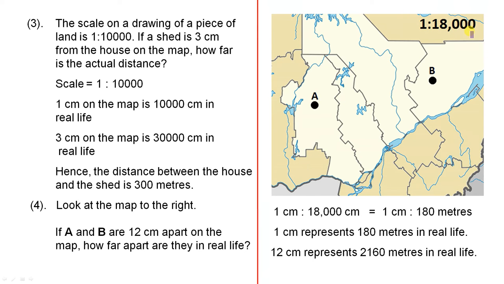That's important. So 1 centimetre is to 18,000 centimetres will be 1 centimetre is to 180 metres, because if we divide that by 100, that changes it to metres. So 1 centimetre represents 180 metres in real life. That's 1 centimetre on the map. So 12 centimetres on the map represents 2,160 metres in real life.